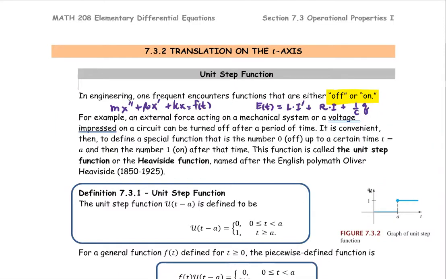The external force for the spring problem, F of t, or E of t as the voltage source of the system, can be on or off. For example, if we can find a function that is set to be off, or the value 0, up to a certain time t equals a, and then is on, or the value of the function is 1 after that time, that kind of special function is called the unit step function. And we are able to solve this kind of problem.